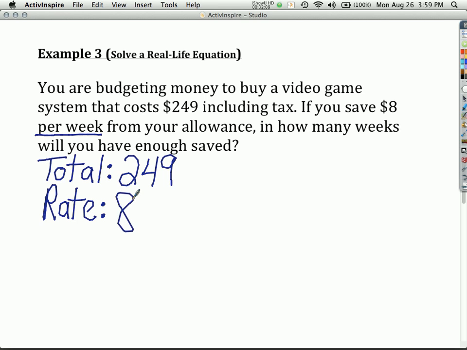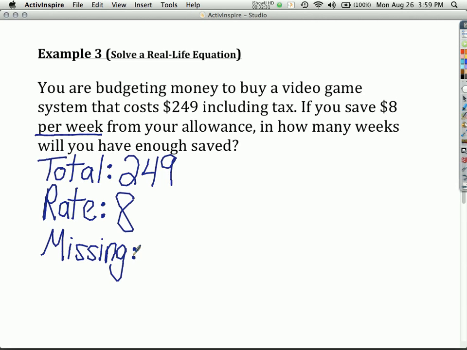We're in algebra, so the thing that we need to find is the missing piece. So the last thing we need to identify is what is missing. So could someone tell us what is missing from the question? What are we trying to find? Sharif? The amount of weeks you have enough to save. Good.